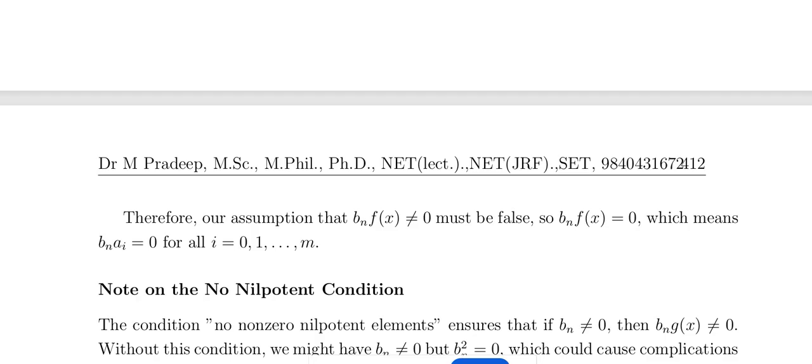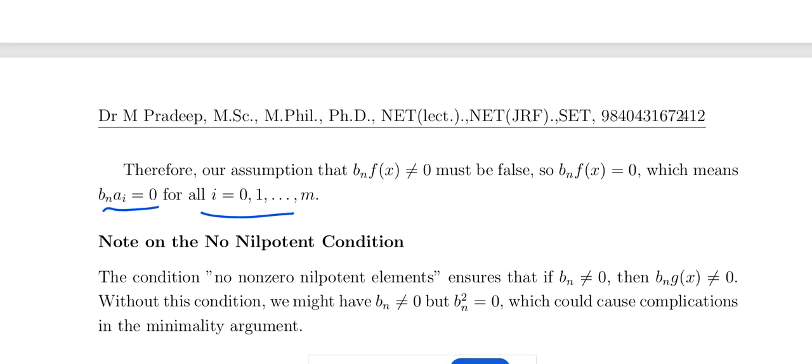Which means bn ai equal to 0 for every i. That is the proof.